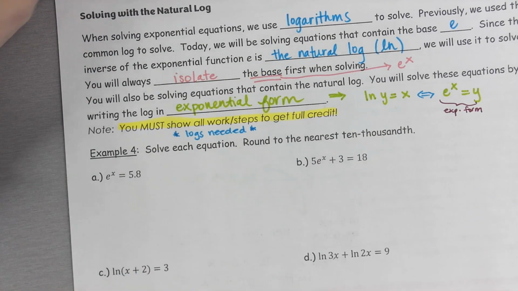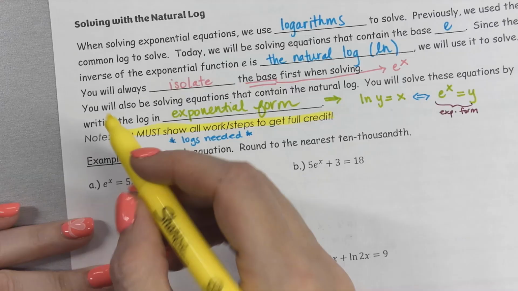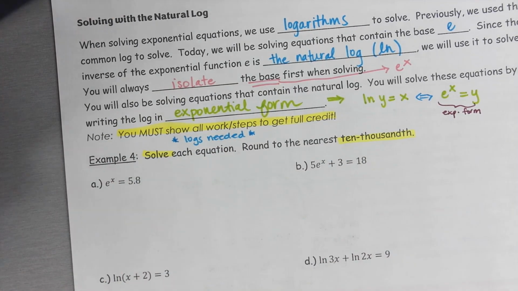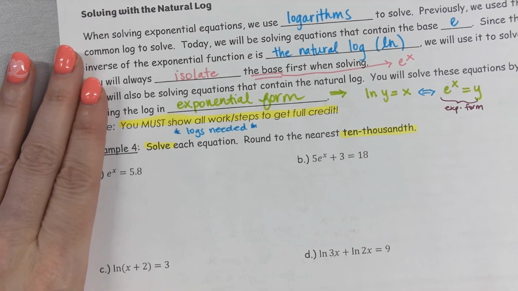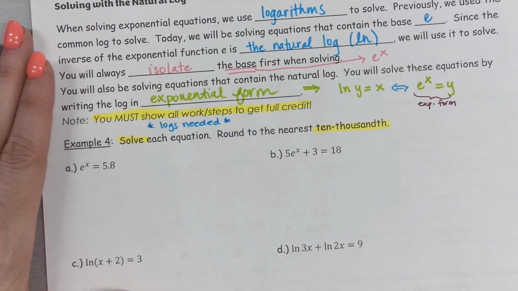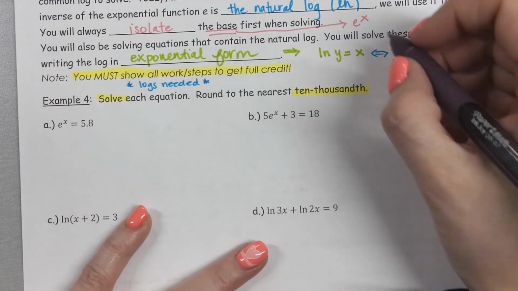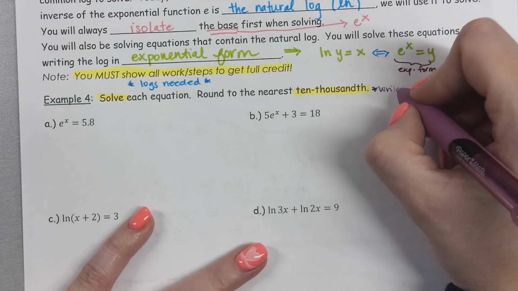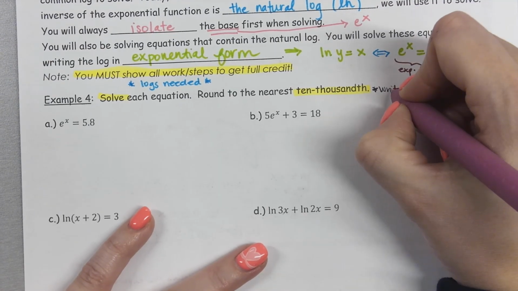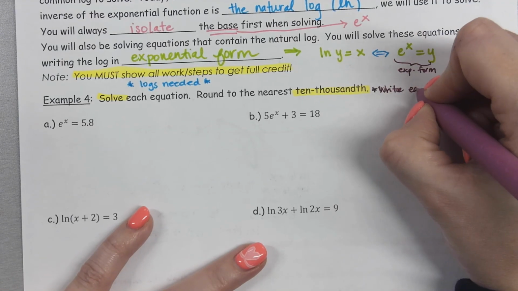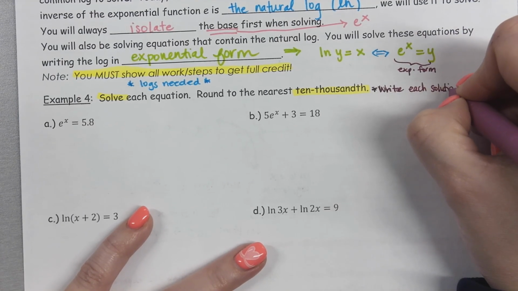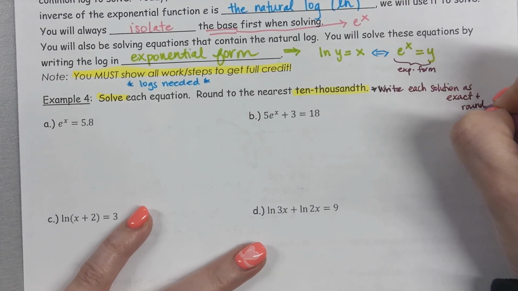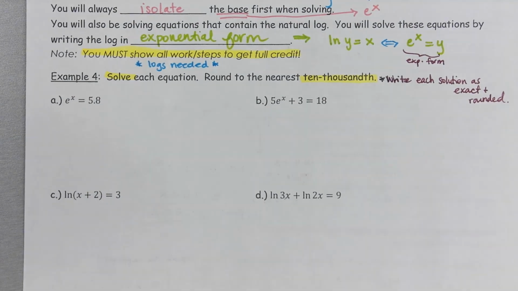All right, so we're going to solve each equation. We're going to round to the nearest ten-thousandth. Something that you're going to have to do on your assessment is write each solution as an exact value and as a rounded value. So we're going to practice that. We're going to write each solution as exact and rounded.